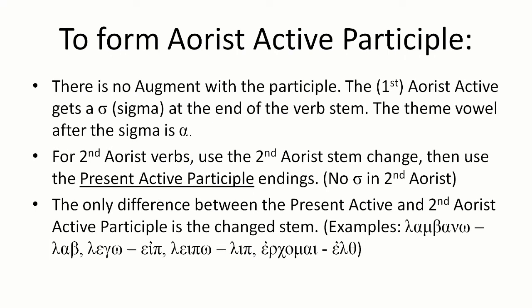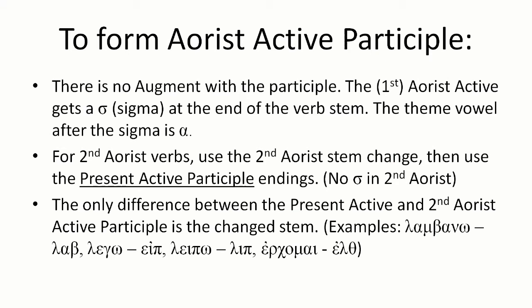Okay, a few notes before we get into the forms. Because we are now moving into participles, this is not the indicative anymore, so we do not have an augment going with the aorist. The first aorist active does not get that epsilon augment at the beginning. It does, however, still get the sigma at the end. There is no future participle, so there's not going to be any confusion there. The aorist is the only one in the participle that gets a sigma.